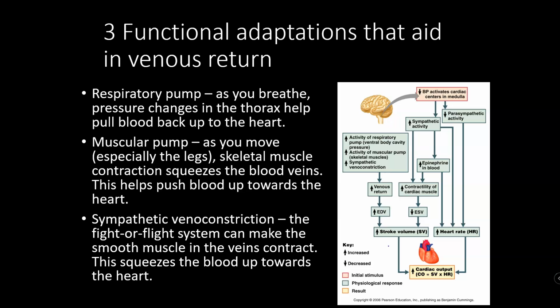The 3rd thing up here you can't consciously control, and that's your sympathetic nervous system. Remember, that's your fight or flight system. It can carry out vasoconstriction, which is the tunica media of the veins can vasoconstrict, but since it's on the vein side, they called it venoconstriction. That's just going to squeeze some of the blood in the veins to get it back up towards the heart.